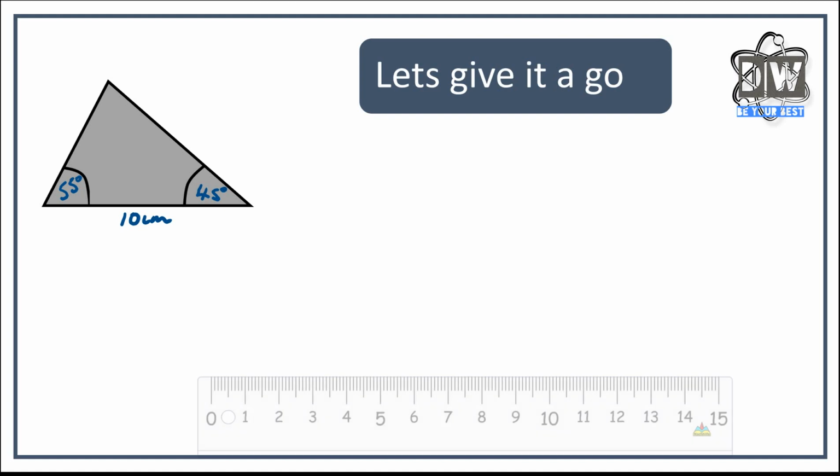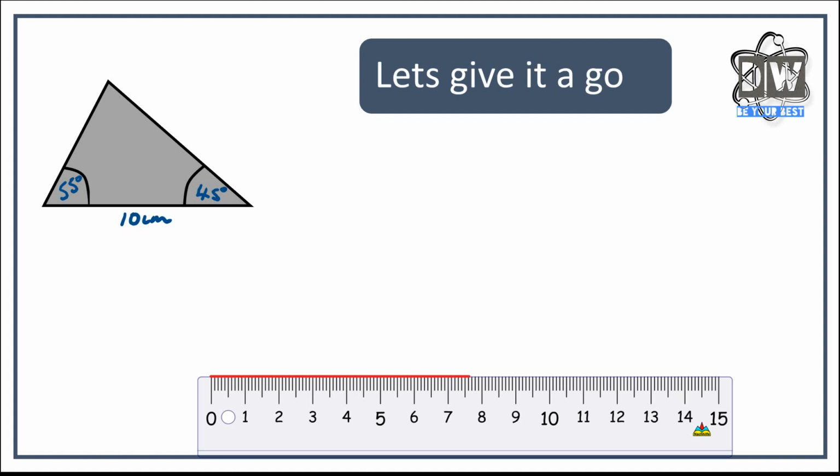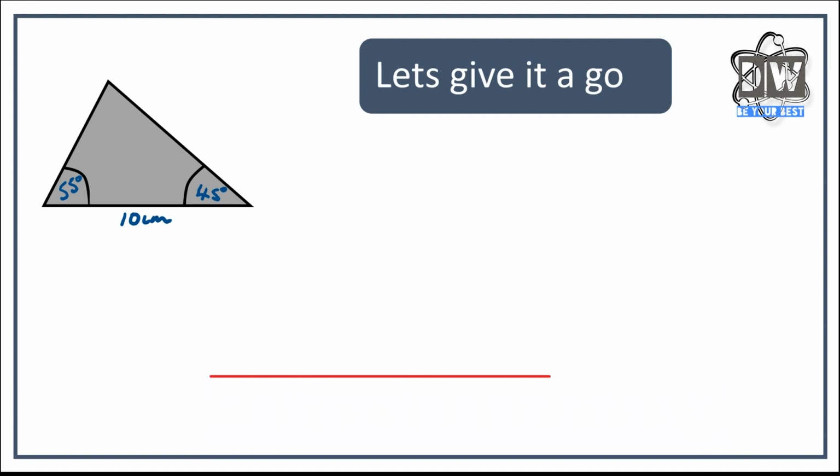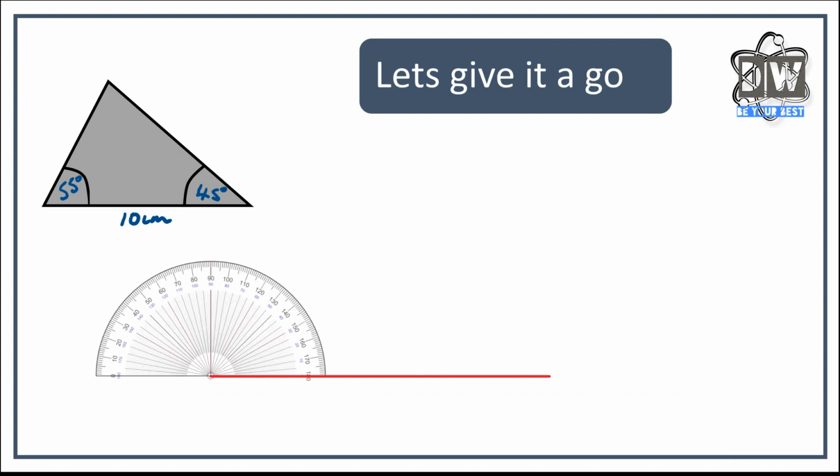Okay, so here we go. First thing we needed to do was get out our ruler and draw a 10 centimeter line across the bottom. The next thing we do is we get out that protractor and we place it on the left hand side and we mark up our 55-degree angle. And there we go, straight through. And we can see that's 55 degrees. Remember, we're starting at 0, 10, 20, 30, 40, 50, and 55.